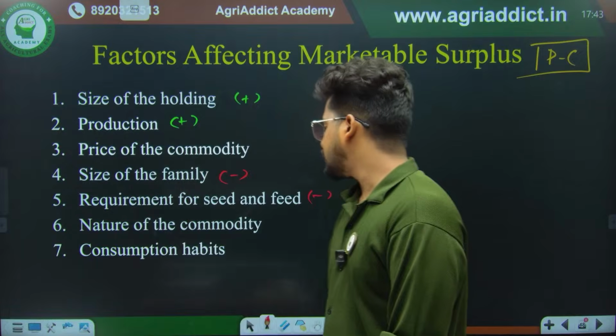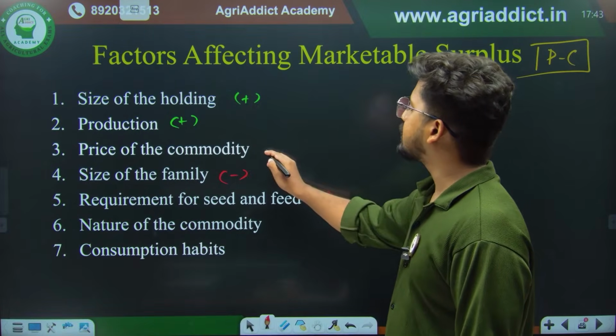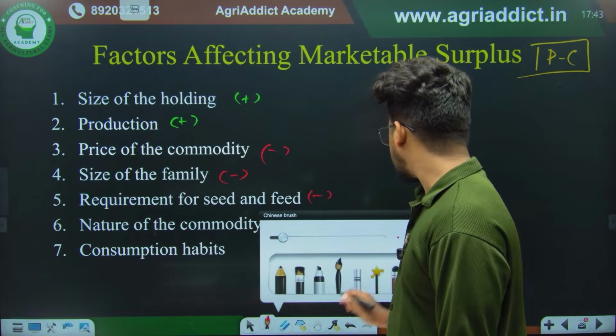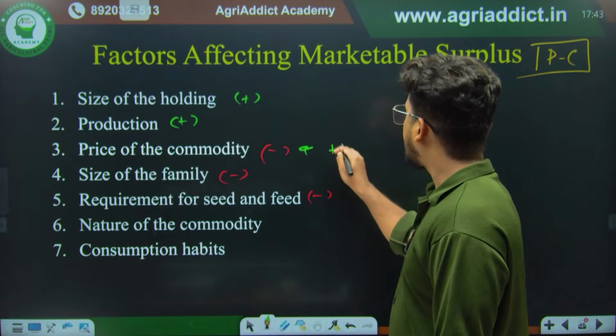Then comes the price of the commodity. You would already be knowing it. Price of the commodity has a negative relationship as well as a positive relationship.